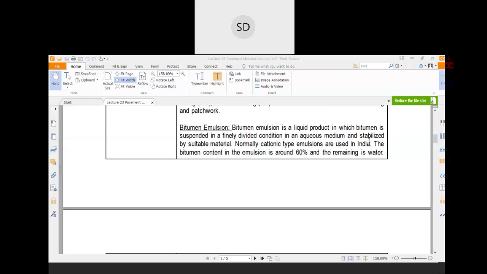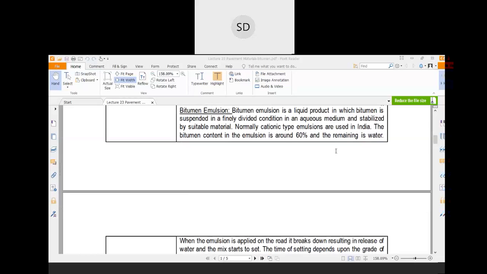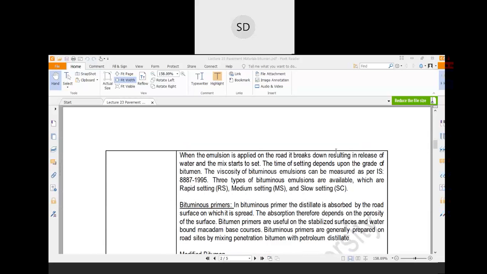Now, normally cationic type of emulsion are used in India. There are different types of emulsion or emulsifier liquid, anionic or cationic, based on the electric charges. So generally cationic types of emulsifier liquids are used in India. Now the bitumen content in the emulsion is around 60% and the remaining is water.